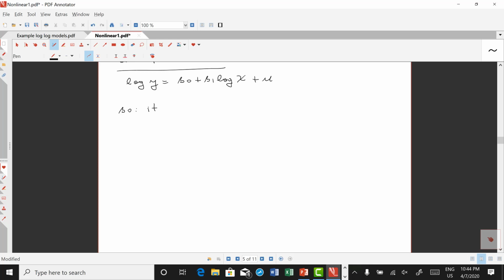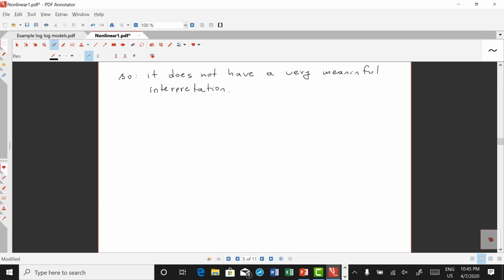Okay, so in general beta naught does not have a very meaningful interpretation. It has an interpretation, but it doesn't tell us that much. I always say that I think there are very few people that are able to think in terms of logs, and I'm not one of those people. Generally, it's very hard to think in terms of log.